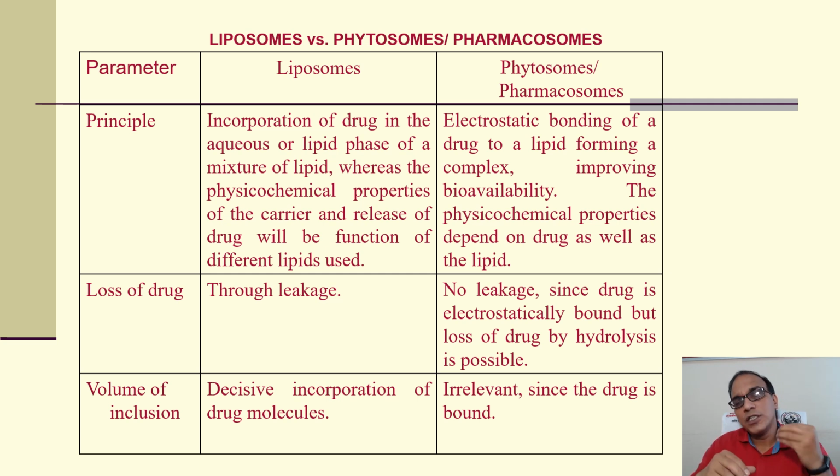As far as the loss of drug is concerned, in liposomes, loss of drugs may occur through leakage, while in the pharmacosome or phytosome there is no leakage since the drug is electrostatically bound, but loss of drug by hydrolysis is possible. Okay, hydrolysis may cause the loss of drug. The volume of inclusion in liposomes is decisive for incorporation of drug molecules, while it is irrelevant here since the drug is bound.